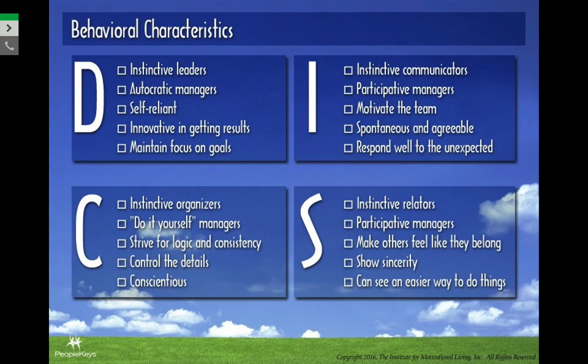The high S's are instinctive relators. They're participative. They make others feel like they belong. They show sincerity. They can see an easier way to do things. And then your high C's are instinctive organizers. They're the do-it-yourself manager. You don't have to worry about them. They strive for logic and consistency. They control the details, and they're very conscientious.